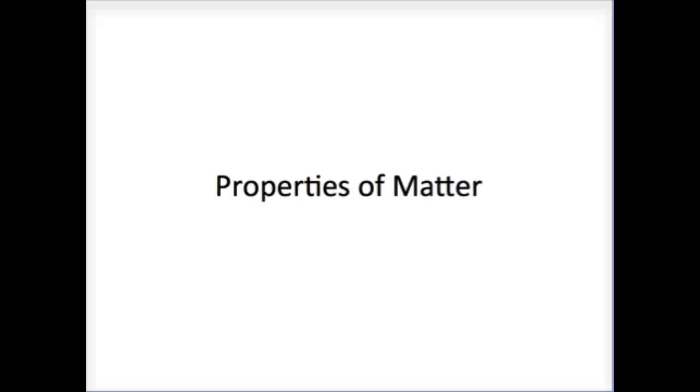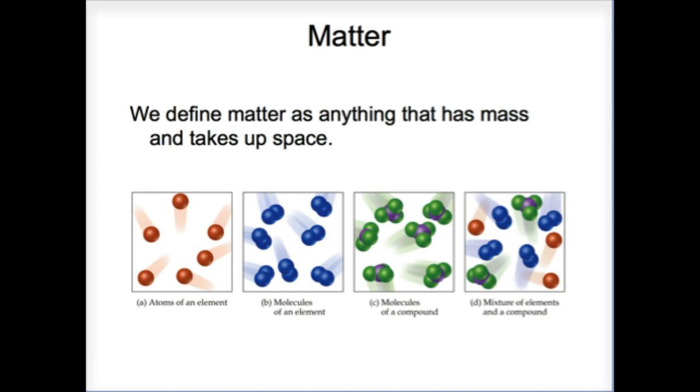Properties of matter basically fall into four categories. You have extensive, intensive, physical, and chemical. Now, to begin with, remember the basic definition of matter: anything that has mass and occupies space. So, it has mass, volume, etc.